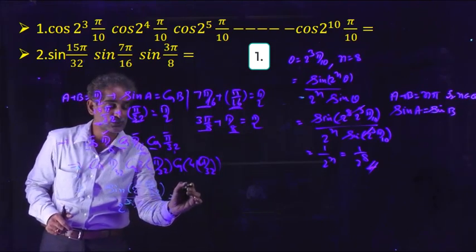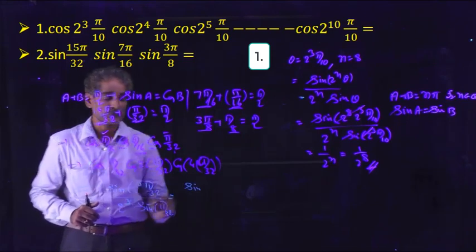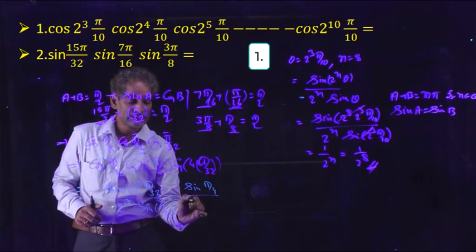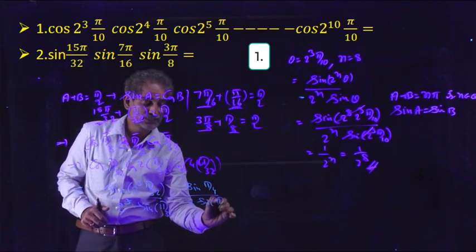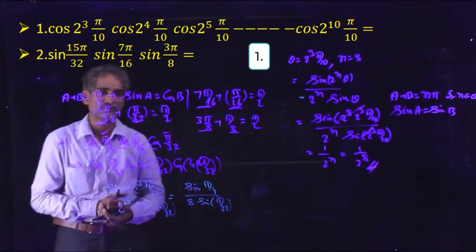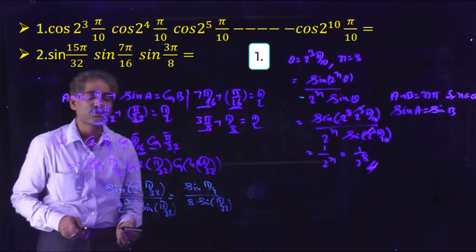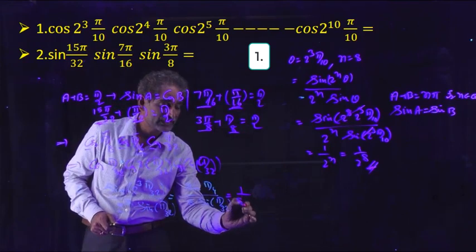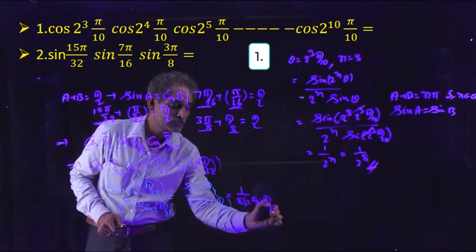Now this is equal to sine of 8 pi by 32, that means sine pi by 4, whole divided by 8 into sine of pi by 32. There is no value for sine of pi by 32, so we can't simplify it. Now the value of sine pi by 4 is 1 by root 2. So we can write 1 by 8 root 2 into sine of pi by 32.